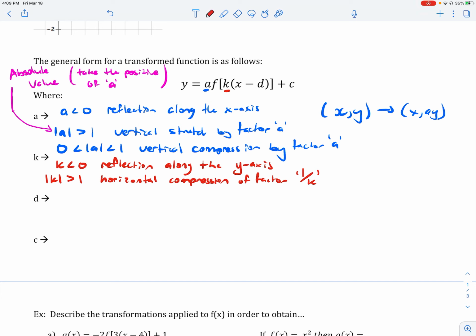Now, if K happens to be small and it's between 0 and 1, then we're going to have a horizontal stretch by factor 1 over K. If you think about it, if K is small and you do 1 divided by a tiny number, you end up getting a bigger number out. So if this is large, this needs to be a stretch.